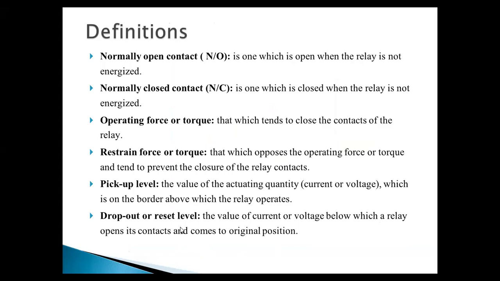Now the system. Suppose we consider that at 100 ampere, when the current reaches above 100 ampere, it means a fault has occurred in the system. So if that level is above 100, then we call this the pickup level. Then what is the dropout level? That is called the pickup level, and at that level your relay starts operating.